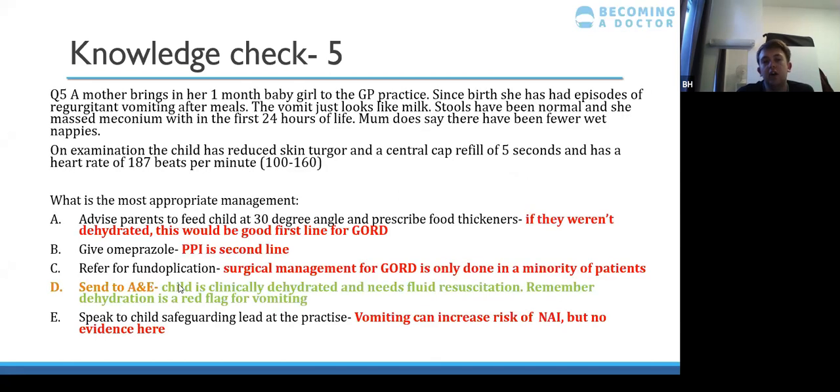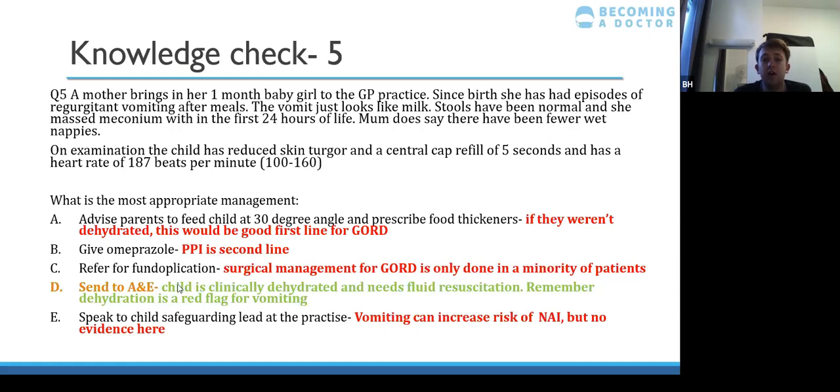The answer is that you want to send them to A&E. You don't need to know exactly what's going on with the patient, but you need to recognize the red flags: the child is very dehydrated, tachycardic, with reduced skin turgor and a prolonged refill time. Regardless of the pathology, they need fluid resuscitation, and you can't do that at the GP, so you need to send them to A&E.